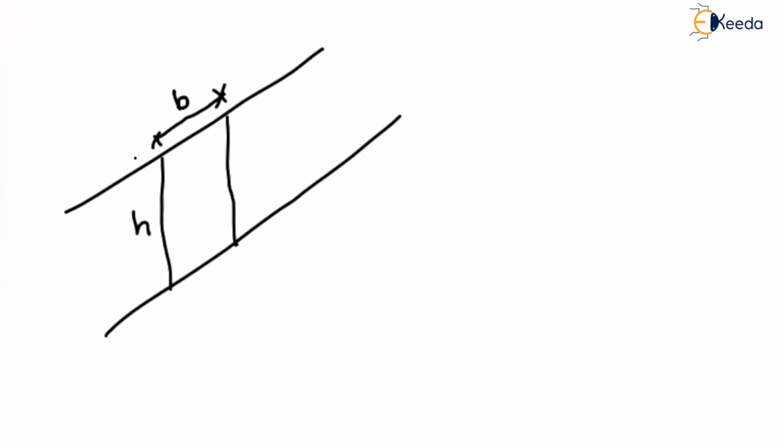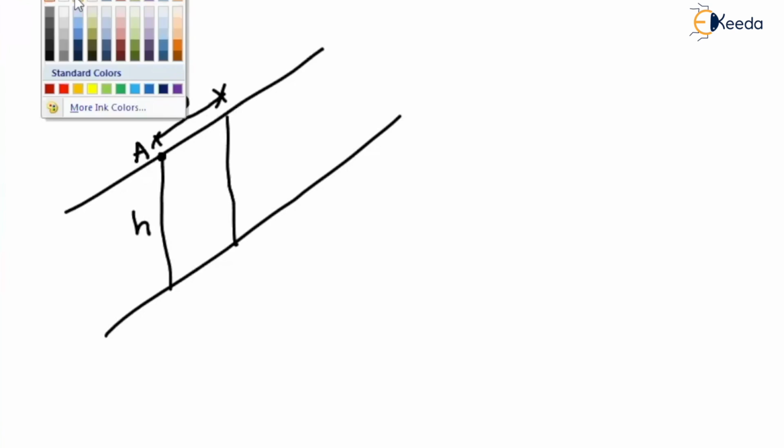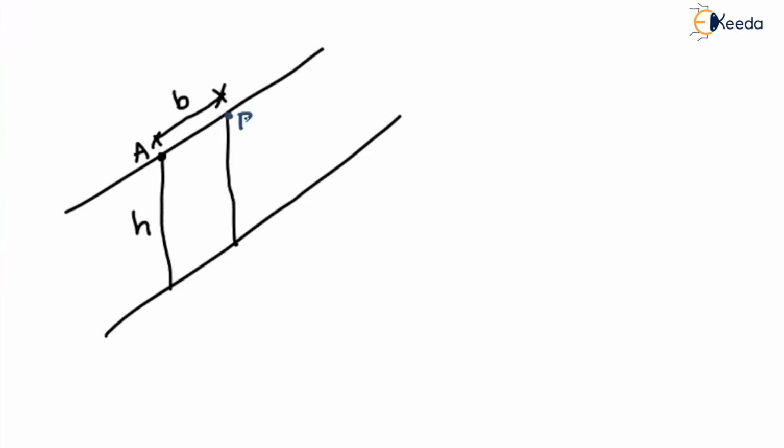So let us denote some points. Let us say this point is A, this point is B, this point is C, and this point is D. And also let us assume that the slope is inclined at an angle i with respect to the horizontal. Now let us assume that gamma is the weight density of soil.